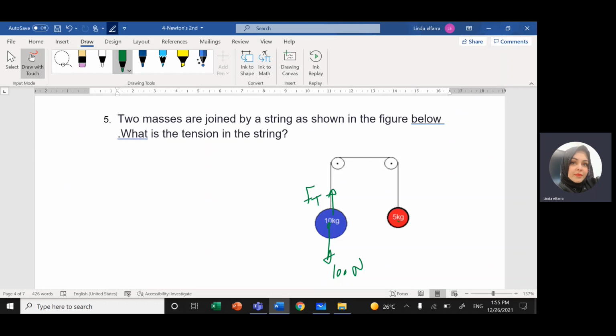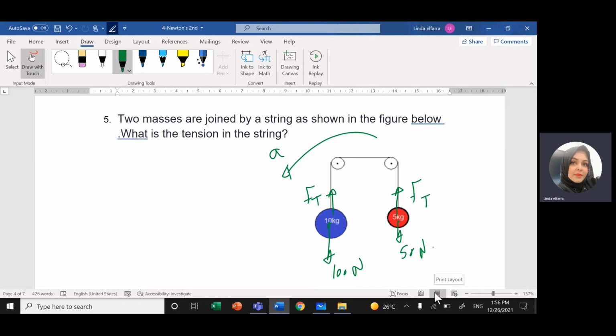The small object, I have the gravity down, the weight, 5 times 10 is 50 Newtons, and I have Ft up. Second thing, after we draw the free body diagram, I have to determine the direction of motion. In which direction will the whole system move? It will move towards the larger, more massive object. So toward this direction, this will be the direction of acceleration. Forces in the direction of motion are positive. So all the forces moving in the direction of motion will be positive.